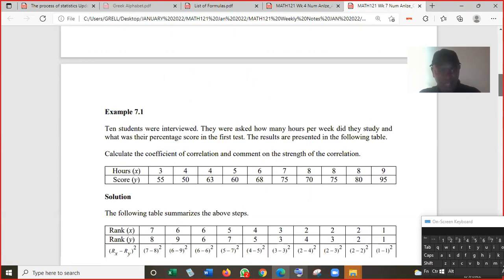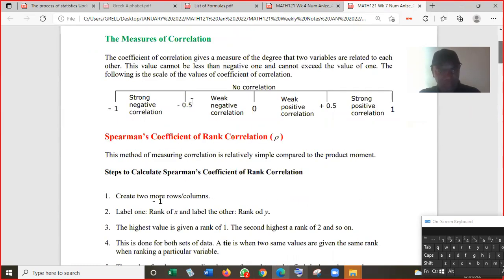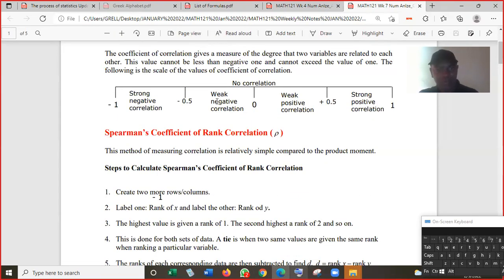Okay, and you can get a -0 point. You can get -0.5, -0.3, that would be weak. -0.9, that would be strong. +0.4 weak. +0.8 strong. Okay, so let's see what we get when we divide.